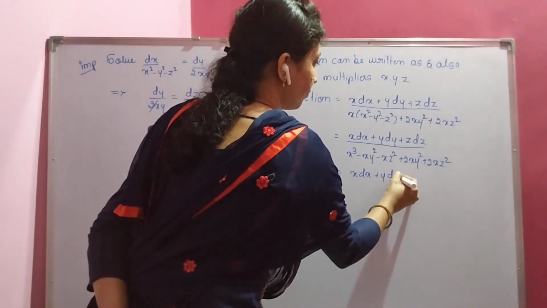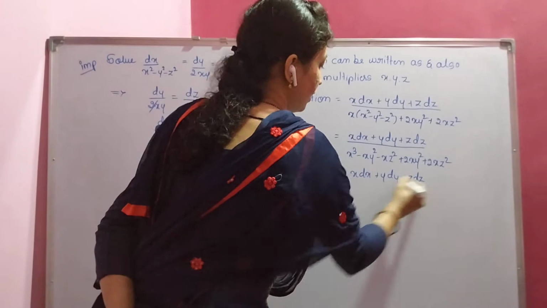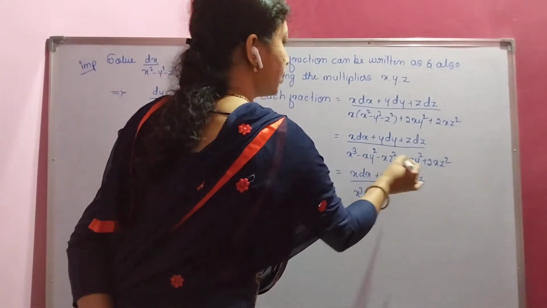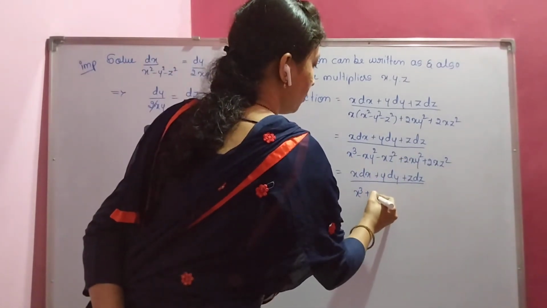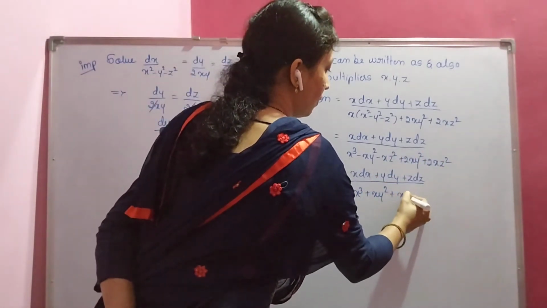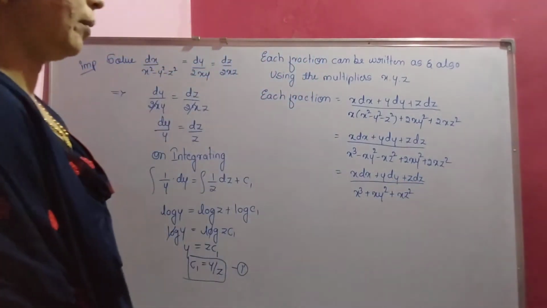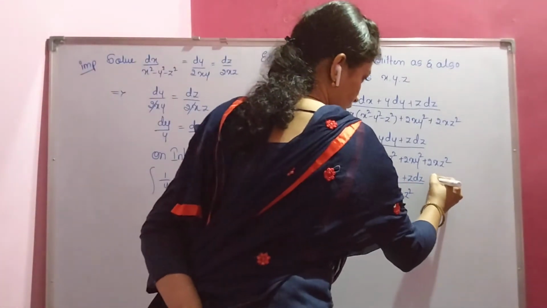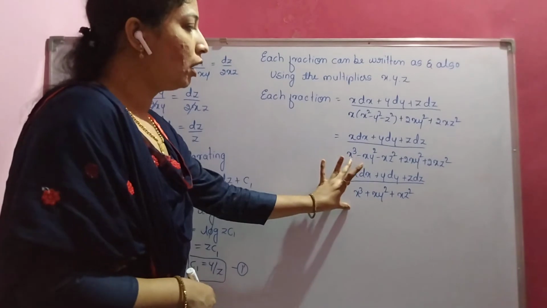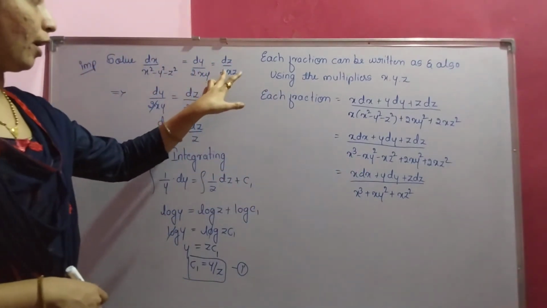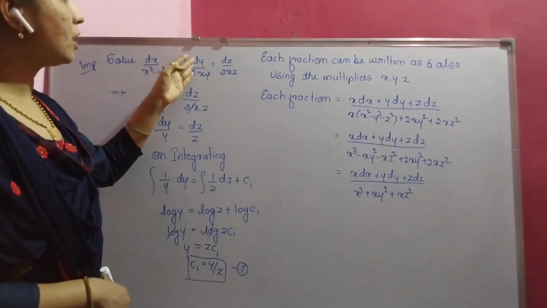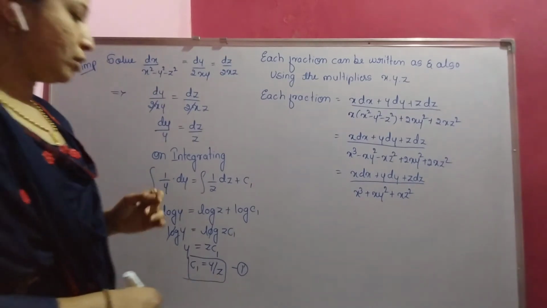Again, further simplification: x dx plus y dy plus z dz divided by x cube minus xy square plus 2xy square, plus xy square minus xz square plus 2xz square, that is plus xz square. So here we have considered this as each fraction. So again we consider this one term and the last term of the given equation, that is dz divided by 2xz, or we may consider dy divided by 2xy.